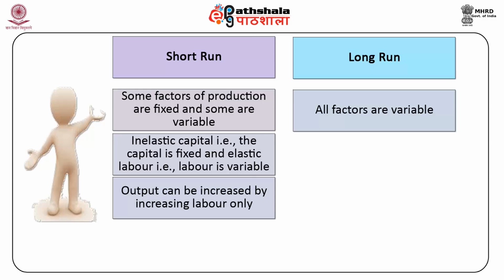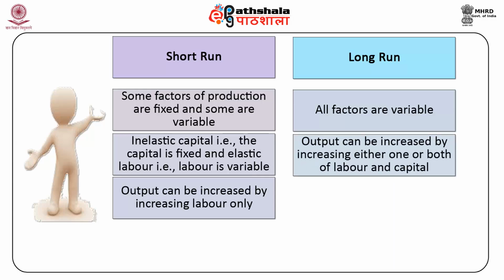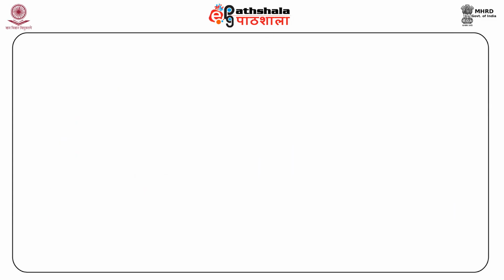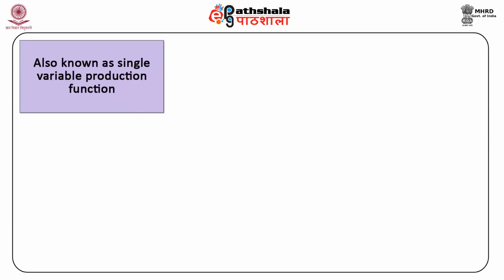In other words, output can be increased by increasing labor only because capital is fixed. On the other hand, in the long run production function, all the factors of production are variable. That is, output can be increased in the long run by increasing either one or both of labor and capital. Hence, in the long run, the supply of both labor and capital is elastic in nature. Therefore, the short run production is also known as single variable production function, and it is termed as Q equals F(K bar, L).